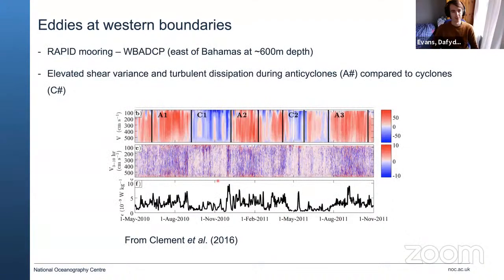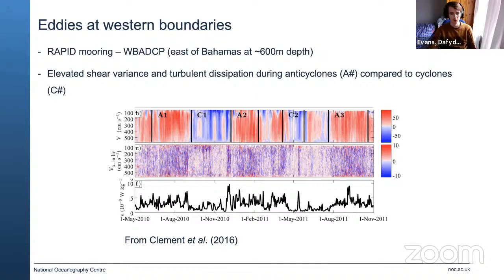So some of the motivation also for this project was with these mooring observations from one of the RAPID moorings just offshore of the Bahamas. This is in about 800 meters of water, using an upward-looking bottom-mounted ADCP. And you can see the intervals along at this location where we have anticyclones and cyclones where the flow is either northward or southward.